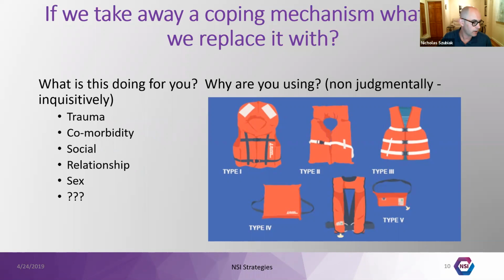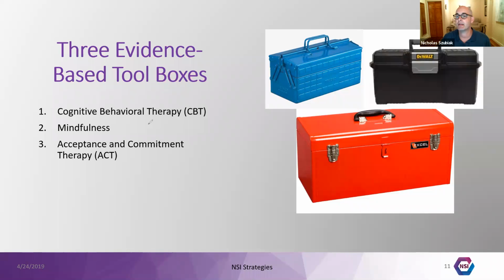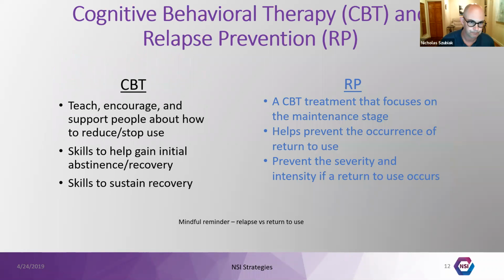So we're going to talk about 3 evidence-based toolboxes. The 3 areas that we're going to focus on are CBT, mindfulness, and ACT, which is acceptance and commitment therapy. The reason that I wanted to put all 3 of these together is because they borrow from each other. They each intersect. While they have their own unique structures, they borrow very much from each other. And so I think talking about them at the same time is so helpful. When we talk about cognitive behavioral therapy for today, we're also talking about relapse prevention, which is also an evidence-based practice and is part of cognitive behavioral therapy.